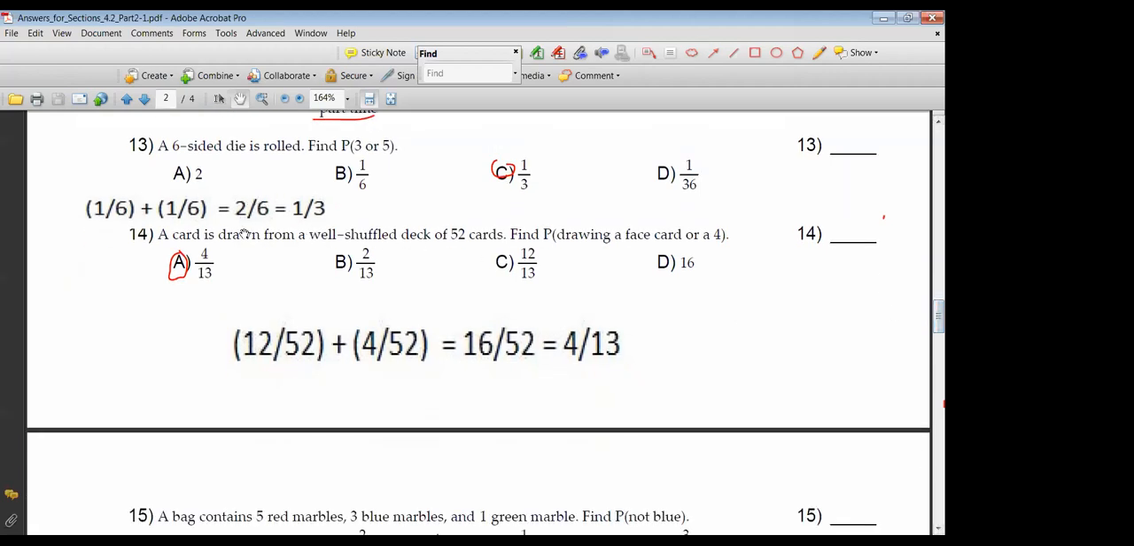You get a deck of 52 cards, and you want the probability of drawing a face card or a 4. Well, these are disjoint. A card can't be a 4 and a face card at the same time. How many face cards are there in the deck? Jack, queen, and king in each suit.